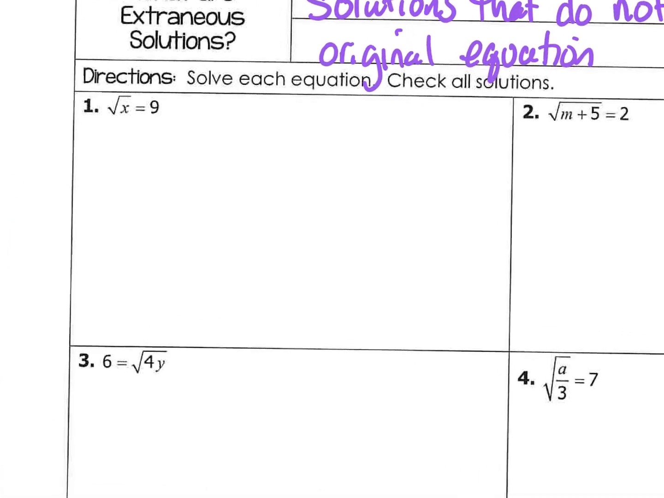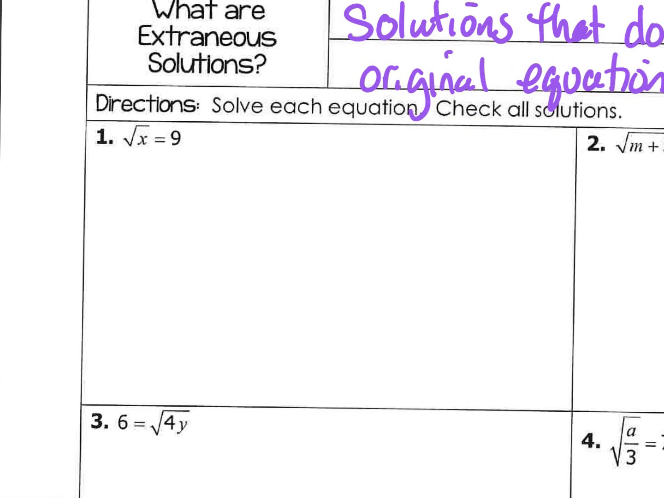Okay, so we're going to start with the first one. We have the square root of x is equal to 9. I have a feeling in your mind you already have an idea of what x is. Now let me show you how to solve it. I'm going to rewrite it so it's a little bit bigger for me to look at.